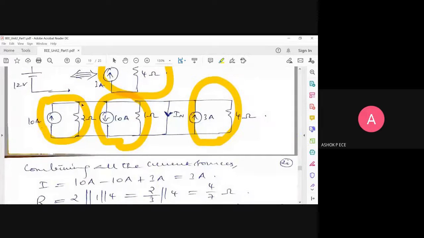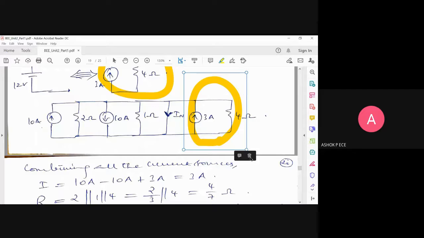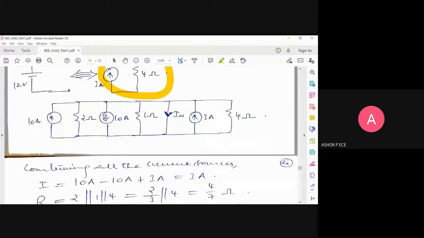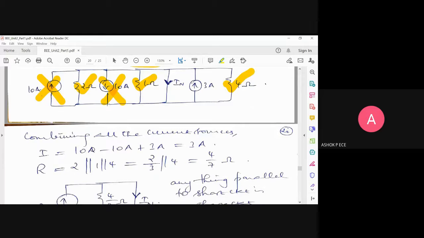And I can simplify all these current sources, right? See here, the first source is 10 amperes upward, and 10 amperes downward. So these two will get cancelled, correct? The effective current is zero. And effectively only 3 amperes will be there. And the resistances, you see, are all in parallel: 2 ohms parallel to 1 ohm parallel to 4 ohms. So you get effectively a current of 3 amperes and a resistance of 4 by 7 ohms.